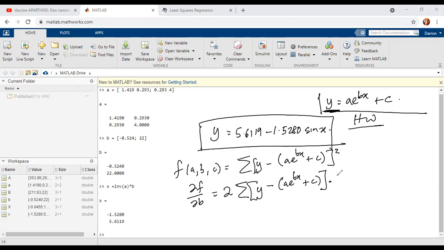E to the BX. Can you show the E to the BX alone on the left? Yeah, E to the BX. Clear.